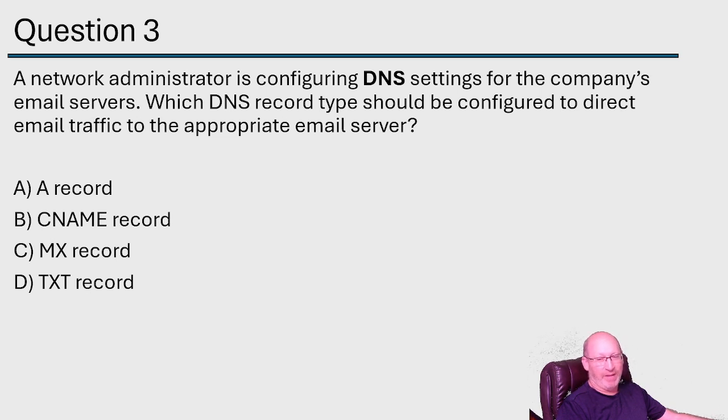An A record is used to map the domain name to the IP address. Then we have TXT record, often used with Sender Policy Framework and other security-related details, but not email. A TXT record is associated with security, right? Sender Policy Framework, that kind of thing. That leaves a CNAME, whatever a CNAME is, or an MX record.